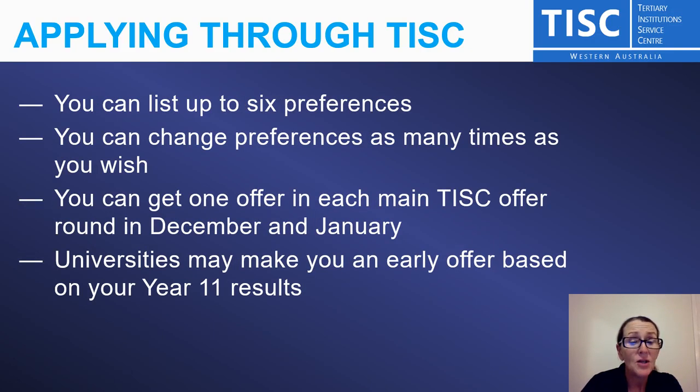On your TISC application, you can list up to 6 preferences and can add, remove and rearrange them as many times as you wish. TISC has 2 big offer rounds in late December and mid-January. In these offer rounds, you'll get 1 offer. However, Western Australian universities are also making early offers to Year 12 students based on your Year 11 results. If you would like one of these, check with the individual universities as they each do things slightly differently. Any early offers you get will not affect your chance of getting another offer in the end of year offer rounds.